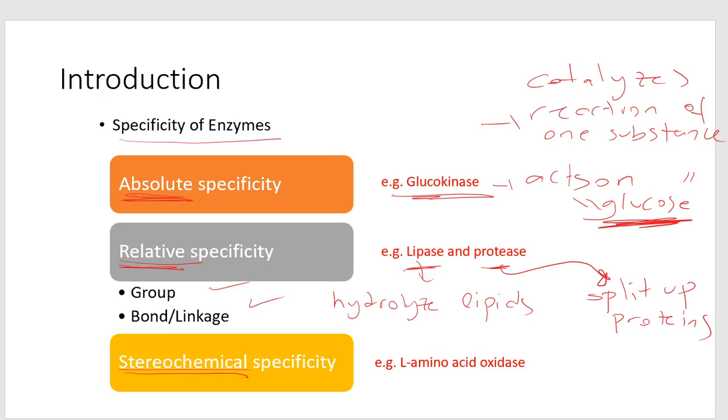So there are also enzymes with stereochemical specificity. This catalyzes the reaction of only one of the two possible stereoisomers. Remember, we have L amino acids and D amino acids. As an example, here we have the L amino acid oxidase enzyme. This enzyme catalyzes the reaction of L amino acid oxidation, but not D amino acids.